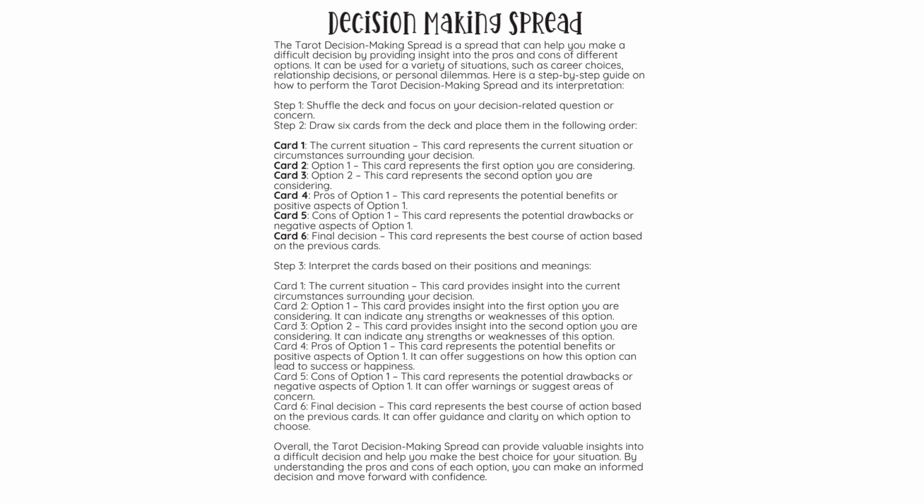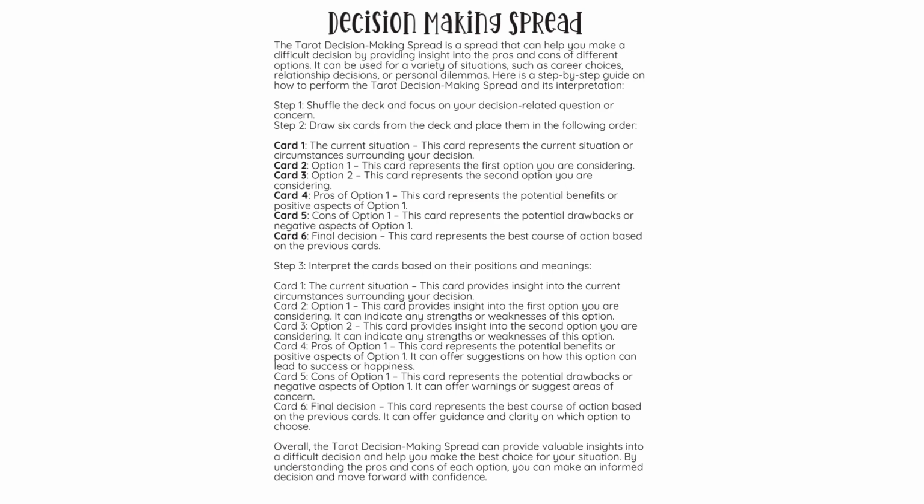Card 4. Pros of Option 1. This card represents the potential benefits or positive aspects of Option 1. Card 5. Cons of Option 1. This card represents the potential drawbacks or negative aspects of Option 1. Card 6. Final Decision. This card represents the best course of action based on the previous cards. Step 3. Interpret the cards based on their positions and meanings.